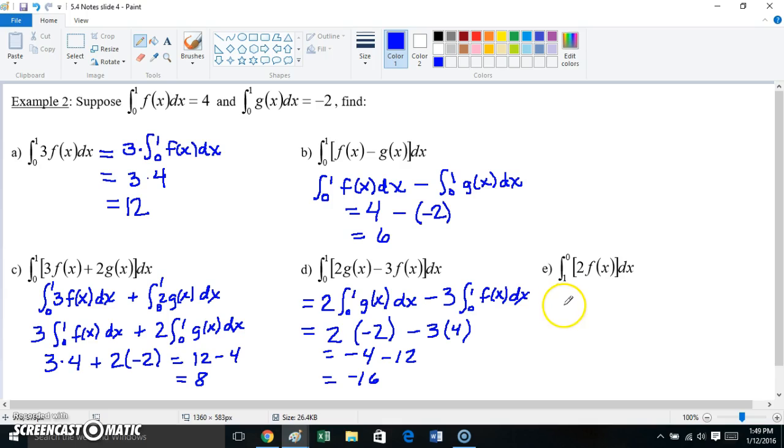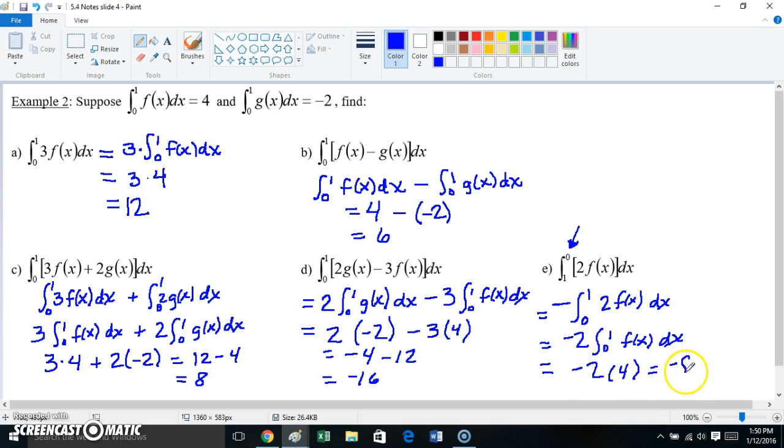All right, last example, E. We have the integral from 0 to 1. The limits of integration have been swapped from what we normally have seen, from 0 to 1. We know that we could rewrite this as the integral from 0 to 1 of 2 f of x dx if we make this a negative integral. Okay, we can pull that 2 out in front, so that's a negative 2 integral from 0 to 1 of f of x dx. Negative 2 times 4 is negative 8.